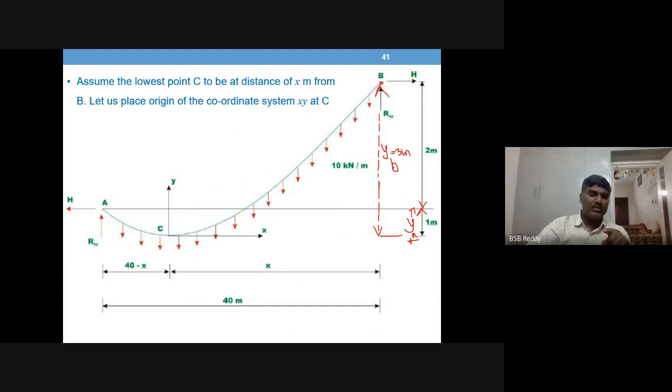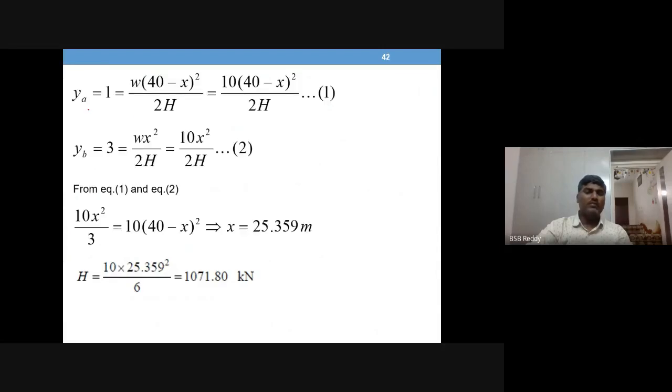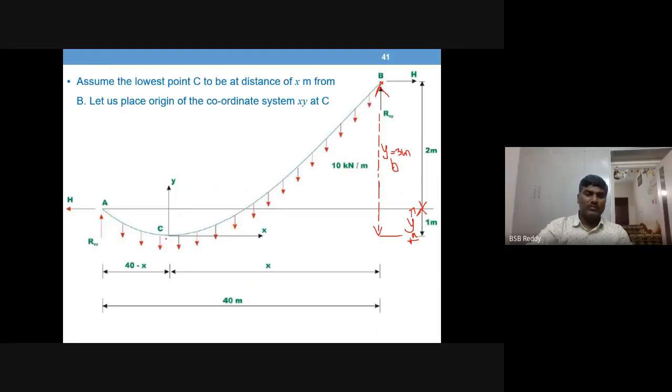So this is your origin now. So what is the sag of A? It is 1 meter. What is sag of B? The level difference between C and B, it is 3 meters. Okay, so now you substitute into that equation. So we don't know where the lowest point is. That's why I take this as x from right hand side support and 40 minus x from left hand side support. You can even take this as x and this as 40 minus x. That is your wish.